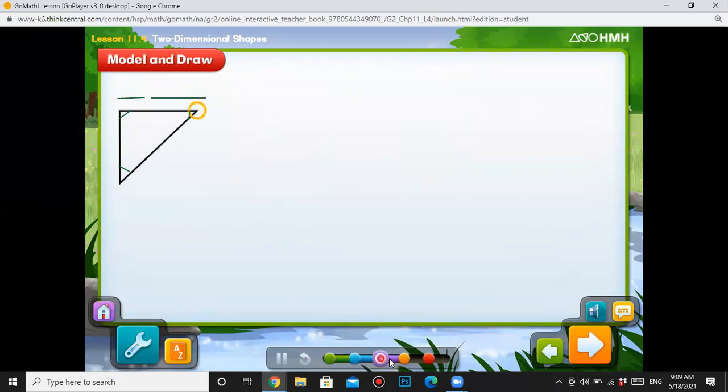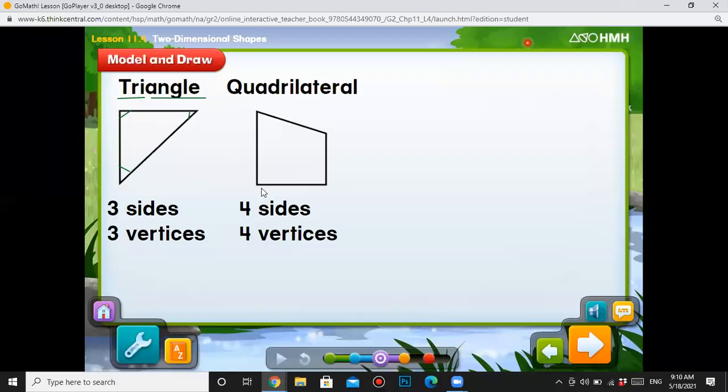The vertex of a two-dimensional shape is the point where 2 sides meet. You can count the sides. Okay, so this shape is a quadrilateral. Repeat after me, quadrilateral, okay, guys?